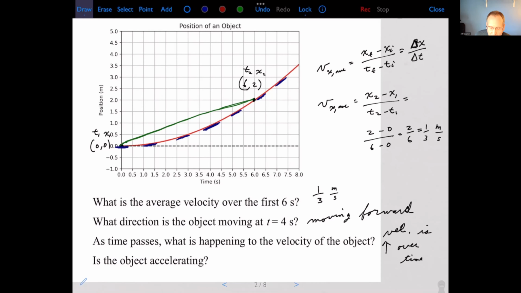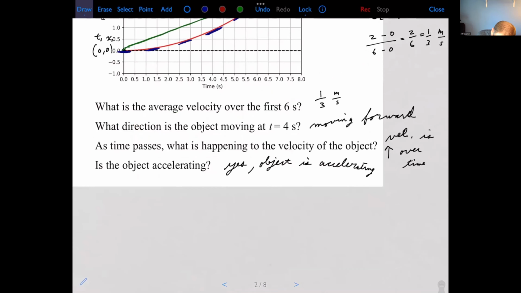Okay, now remember the definition of acceleration. Acceleration is the change in velocity over change in time. So any time that the velocity is changing in any way, it could be magnitude, could be direction. In this case, it's just the magnitude. It's getting greater and greater and greater. So since that velocity is changing over time, that means this object is accelerating. So the next answer would be yes. The object is accelerating. And the reason is because velocity is changing over time.